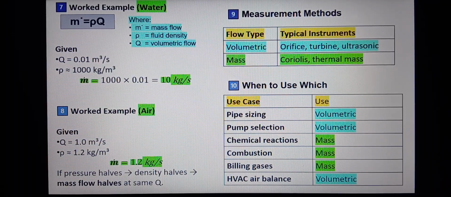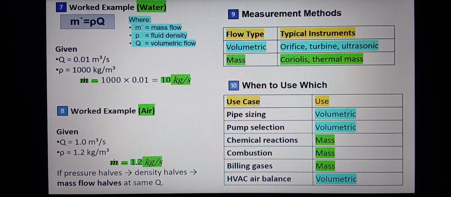Here is a worked example for air. The given Q is equal to 1 meter cubed per second, and rho, the density, is 1.2 kilograms per cubic meter. And here, the mass flow will be equal to 1.2 kilograms per second. If pressure halves, density halves. Mass flow halves at the same time.